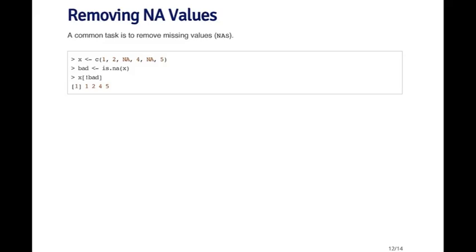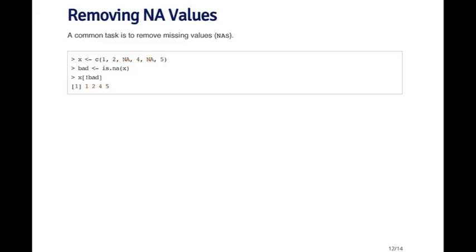This is a very simple example, which has the numbers 1, 2, and 4, and 5, but then there are missing elements NA in the third position and in the fifth position. So what I want to do is get a vector back that's just 1, 2, 4, 5, the non-missing values, and I want to strip out the missing values so I can maybe do some computation.